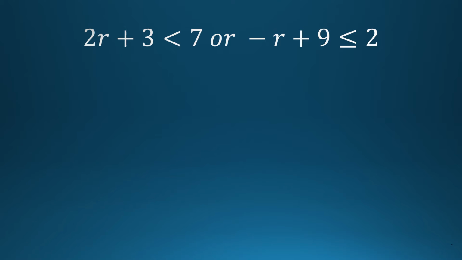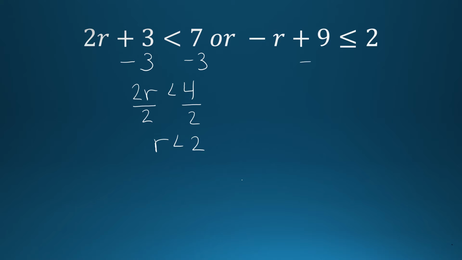So I'm going to start with the first one. The 2r plus 3 is less than 7. I'm going to go ahead and get r by itself first by subtracting 3 from both sides. So we'll get 2r is less than 4. And then divide both sides by 2 to get r is less than 2. Now I'm going to go ahead and solve the second inequality.